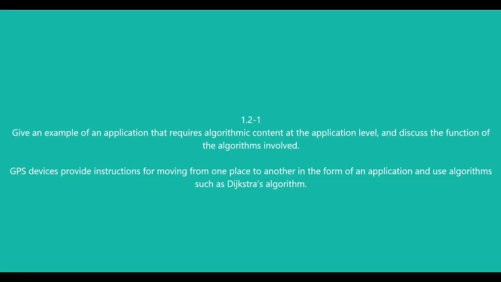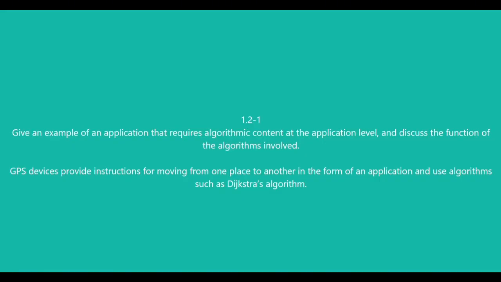Okay guys, as you can see, I wrote the first exercise here. Give an example of an application that requires algorithmic content at the application level and discuss the function of the algorithms involved. Actually, the answer to this question is GPS. We use GPS every day, like Google Maps and other things.